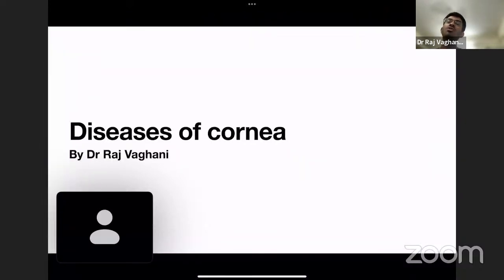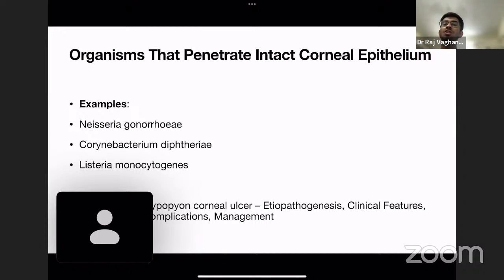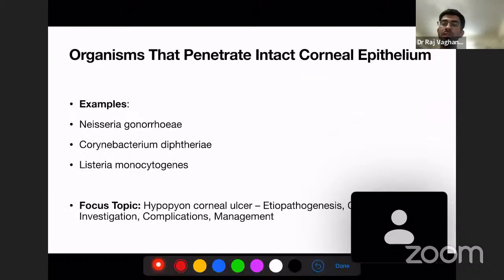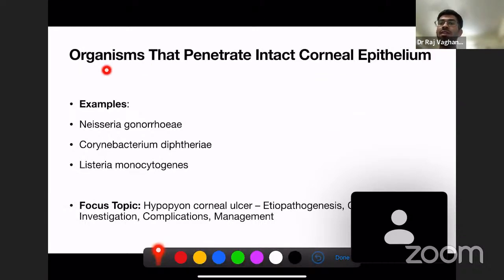Okay, so our topic of discussion today is diseases of the cornea. First of all, we'll discuss what are the organisms that penetrate the intact corneal epithelium.